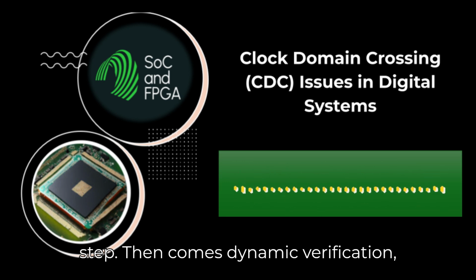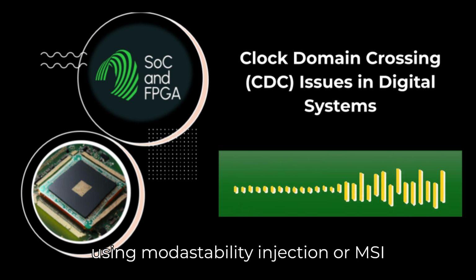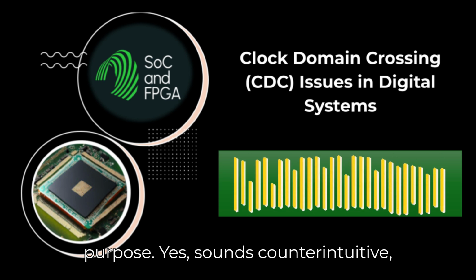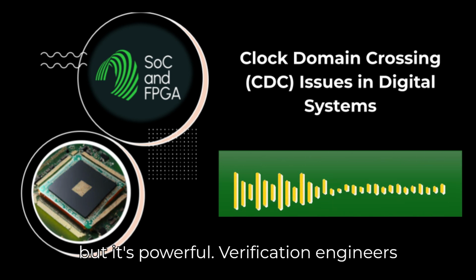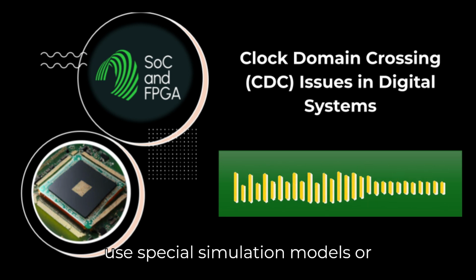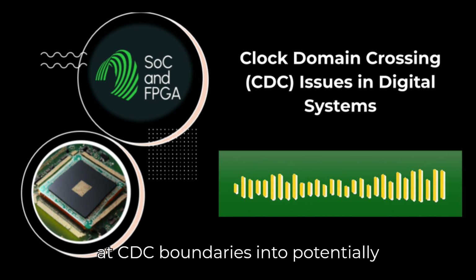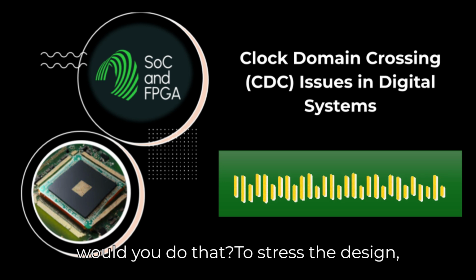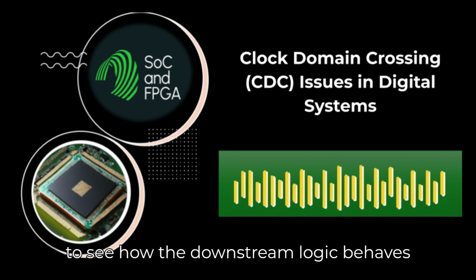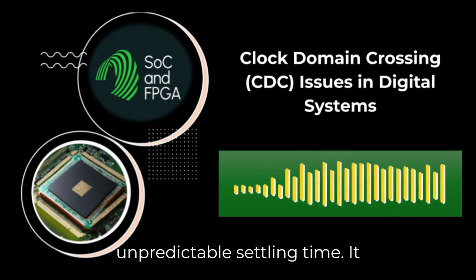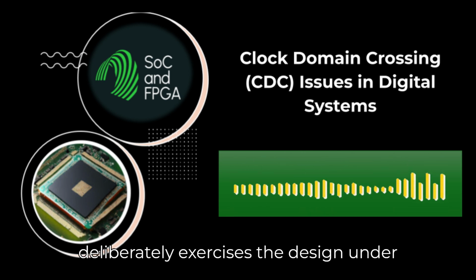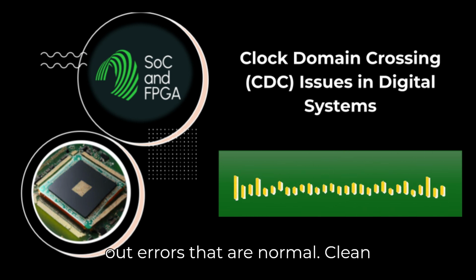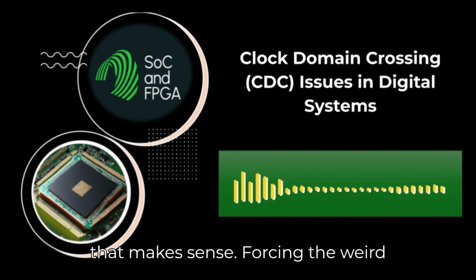Then comes dynamic verification, but often enhanced. Enhanced how? Often by using metastability injection, or MSI. Injecting instability on purpose. Yes. It sounds counterintuitive, but it's powerful. Verification engineers use special simulation models or techniques to actively force flip-flops at CDC boundaries into potentially metastable states during simulation. Why would you do that? To stress the design, to see how the downstream logic behaves functionally when faced with that unpredictable settling time. It deliberately exercises the design under the very conditions that cause these probabilistic bugs, hopefully flushing out errors that a normal, clean simulation would completely miss. Okay, that makes sense. Forcing the weird cases.